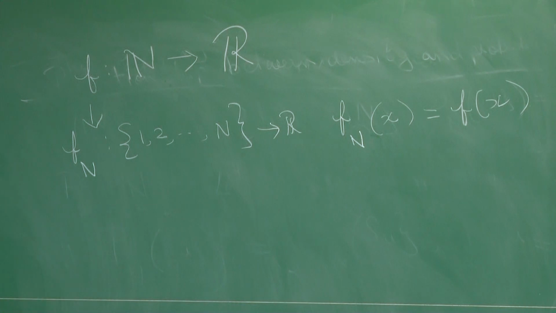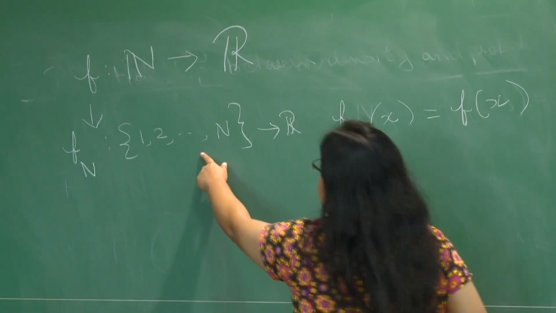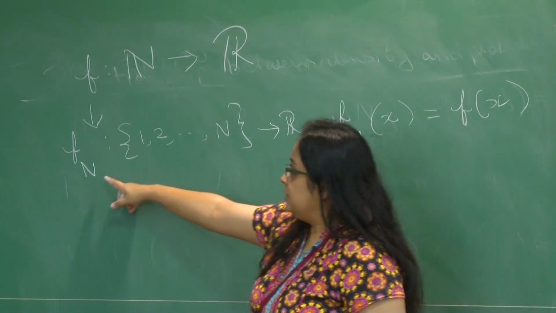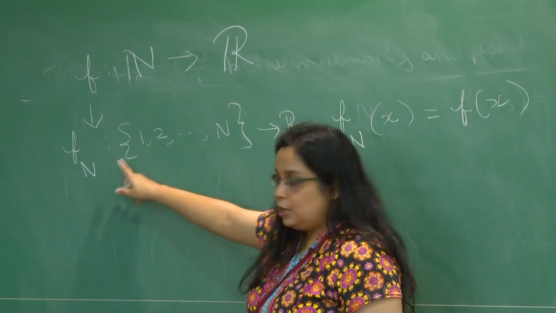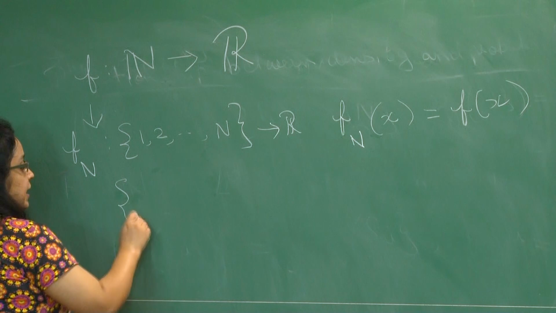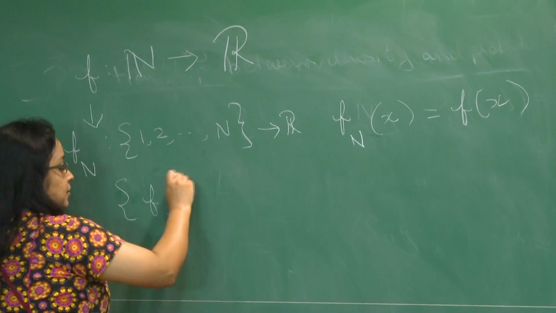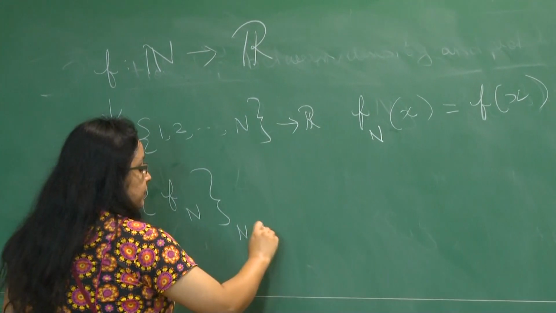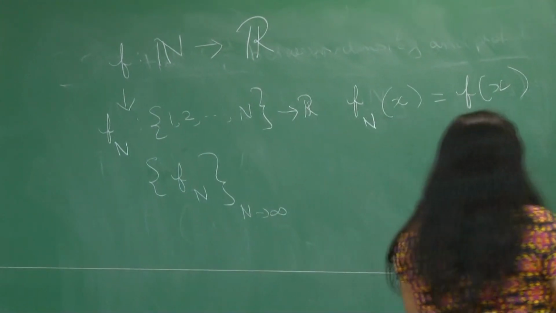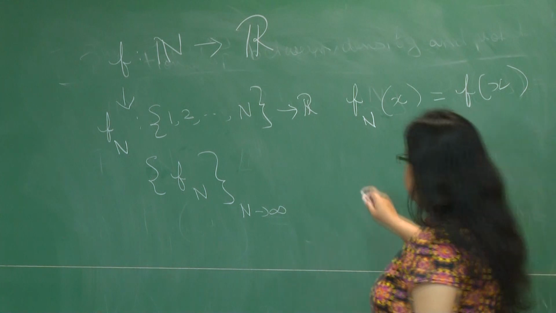With this, and by equipping this set with the uniform probability, this can be interpreted as a random variable on the space. So, your f sub n, as n goes to infinity, is a sequence of random variables.